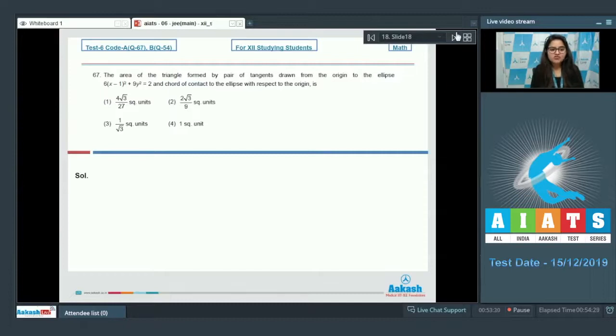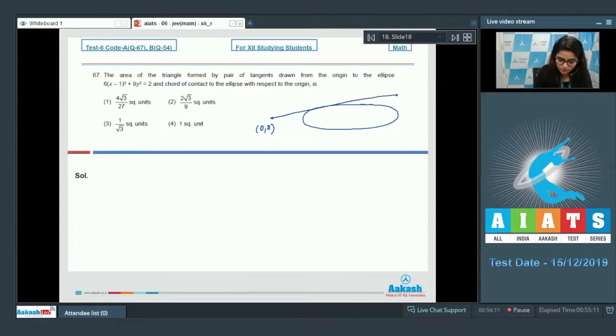Question number 67. The area of the triangle formed by the pair of tangents drawn from the origin to the ellipse 6(x - 1)² + 9y² = 2 and the chord of contact to the ellipse with respect to the origin is. So suppose this is your ellipse and here suppose this is the origin. And this is the chord of contact. So the question is asking the area of the triangle formed by the pair of tangents drawn from the origin to the ellipse and the chord of contact of the ellipse with respect to the origin.